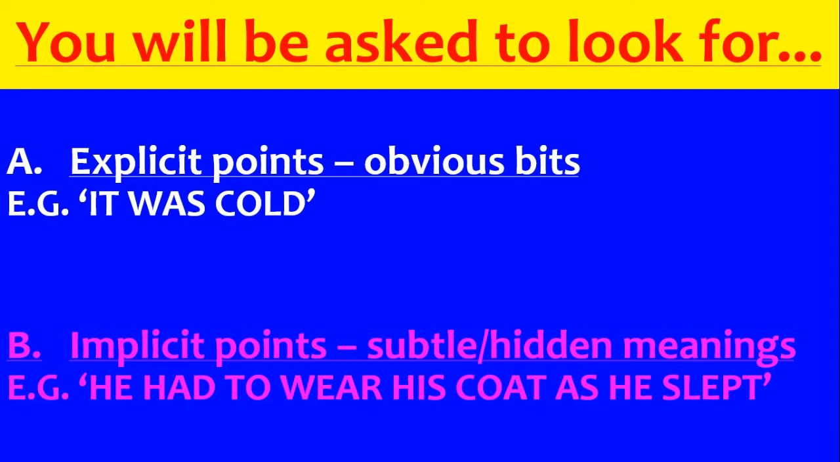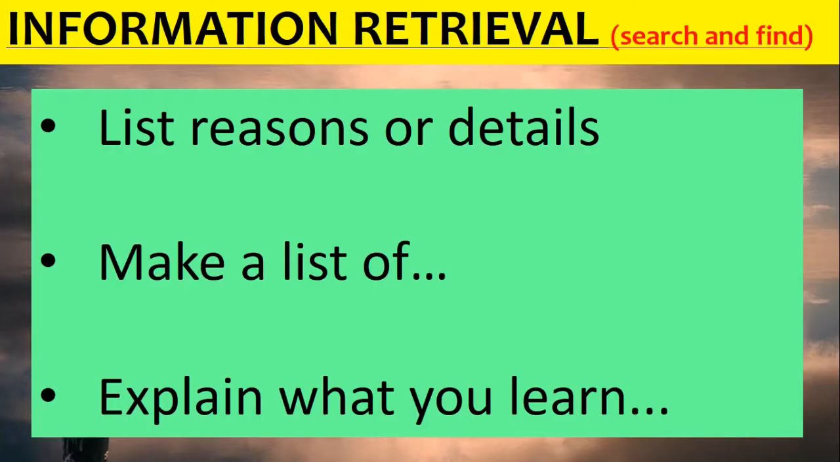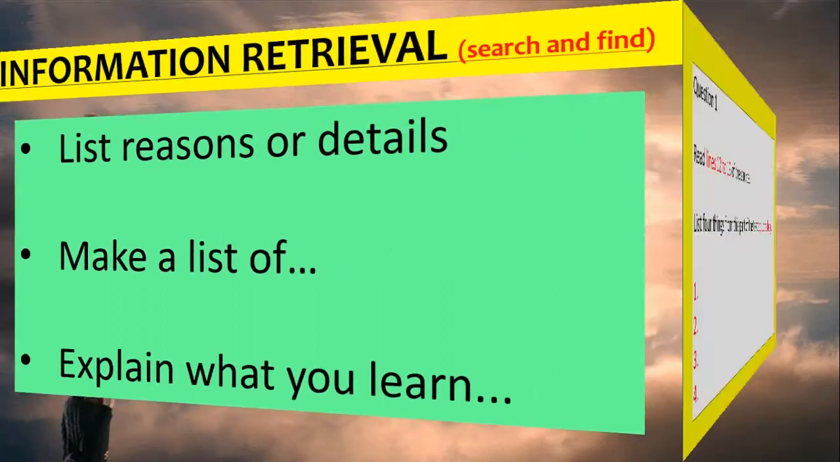A typical question for the information retrieval will start with these 3 bullet points. So you might get: list, reasons or details, make a list, or explain what you learn. Remember, if it says list, we're looking at bullet points, but we'll talk in a minute about how much you need to write.